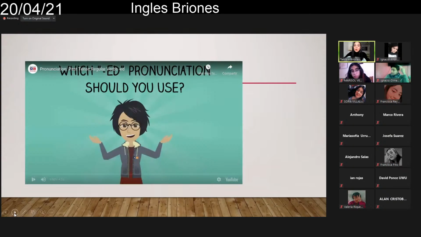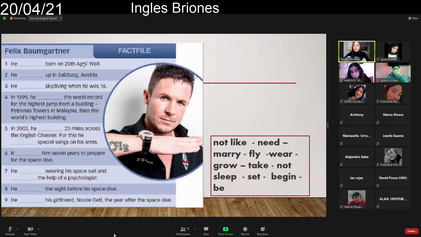Okay, let's see if you guys worked on the study guide that I sent you. You have to finish this fact list of Felix, which is the guy that jumped, with the verbs that are in the box. So you have 9 facts about his life, and you have to complete them with the verbs that are in the box, and they all have to be in the past tense. So if you want to take a picture of the screen, I'm going to put you in pairs or in groups of 3 so you can work on this for 5 minutes.